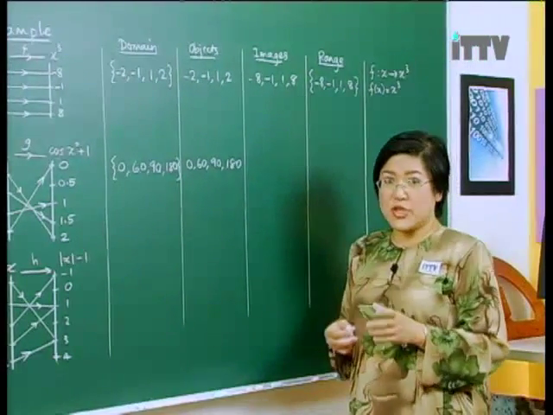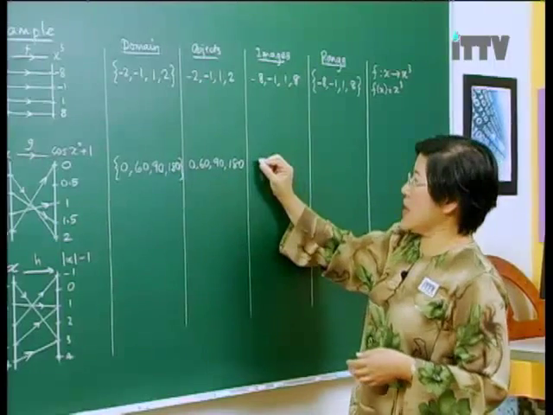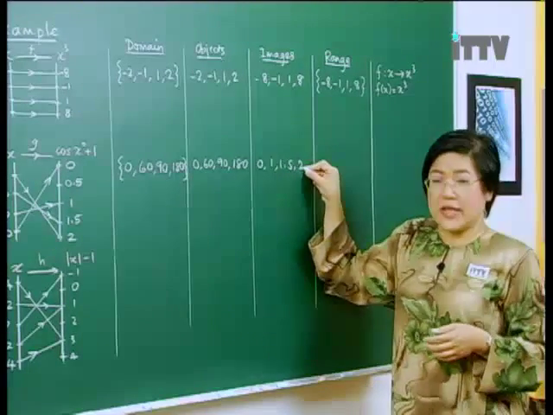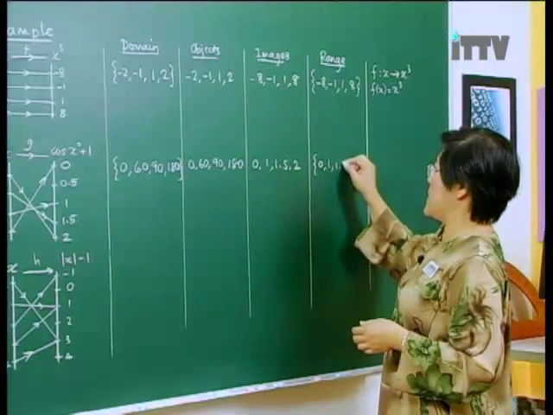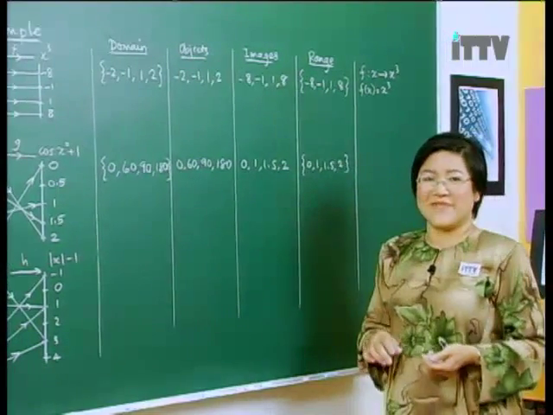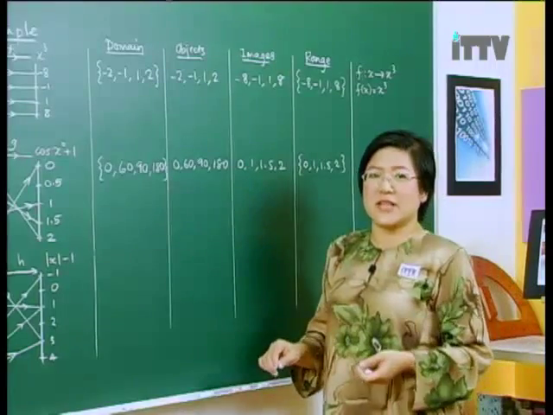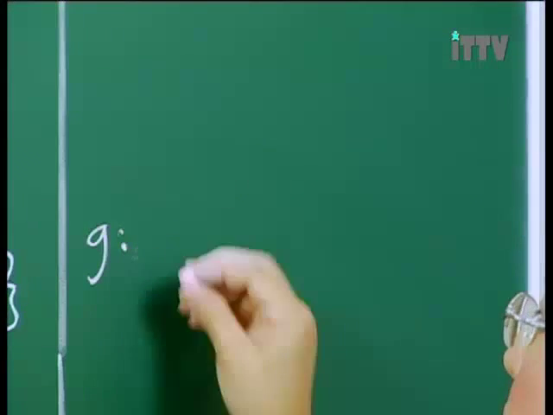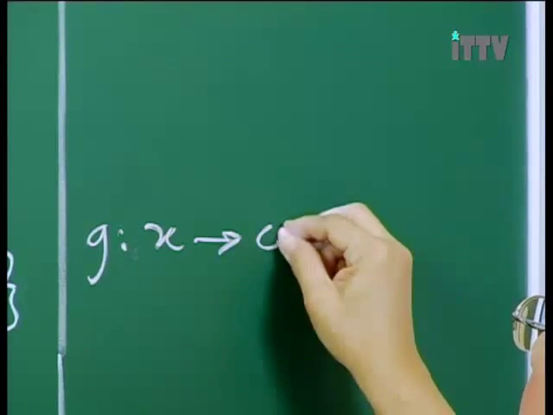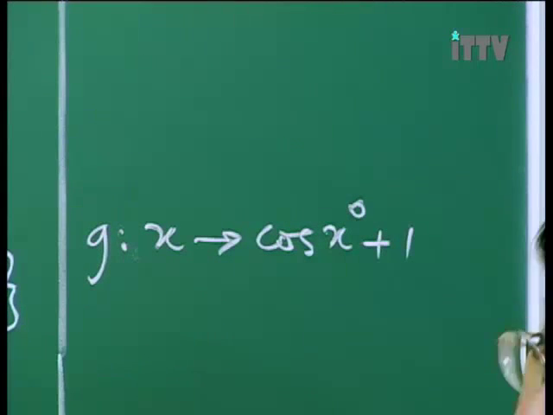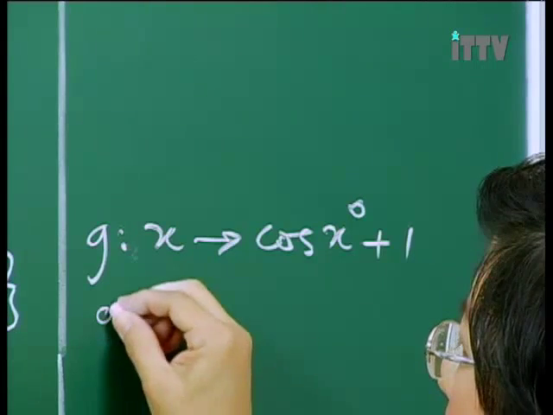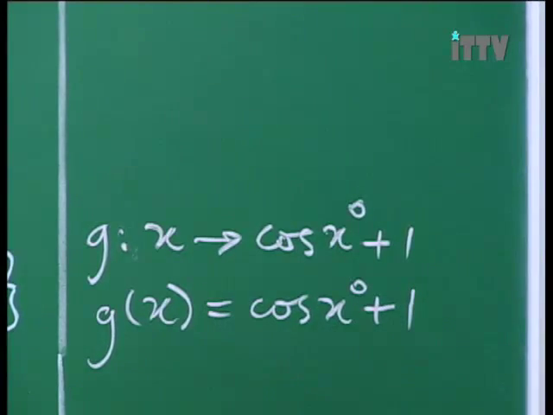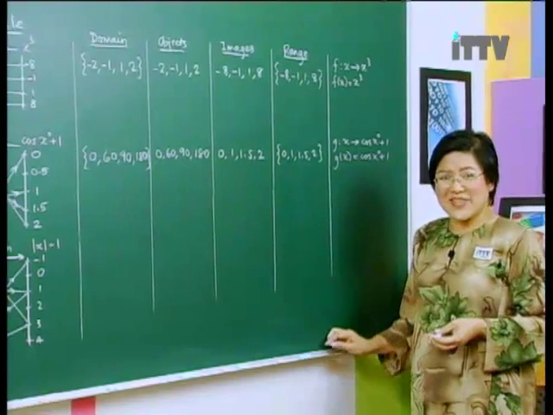Moving on, what are the images associated to our objects? Well, we have 0, 1, 1.5 and 2, and that creates the range of these 4 values as well. Did you also practice your function notation? Let's take a look. We should be expressing the function g as mapping x onto cos of x degrees plus 1. That should be the way to write it out. Or alternatively, g of x is equal to cos x degrees plus 1. There you have it.